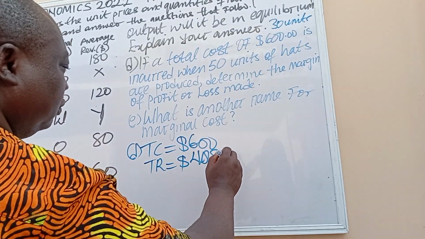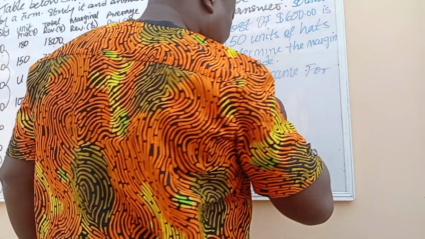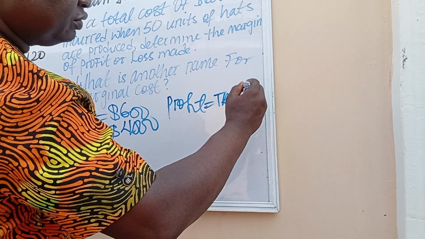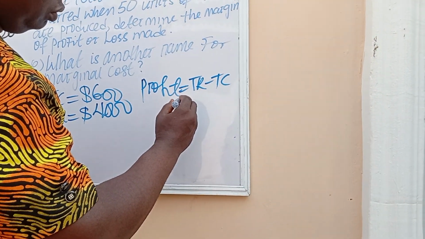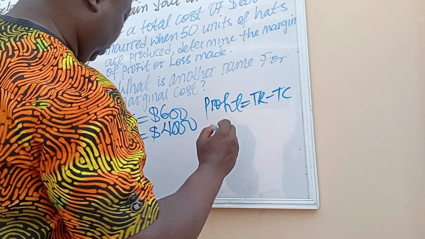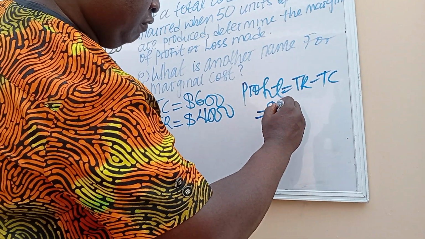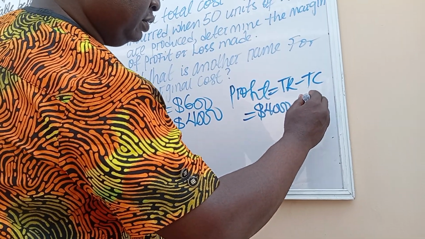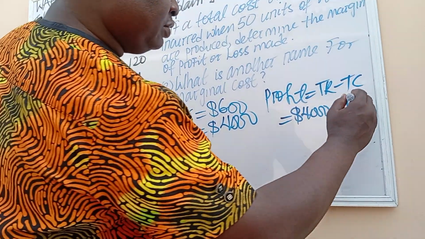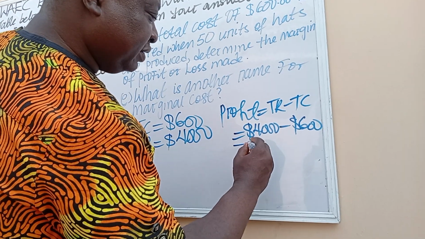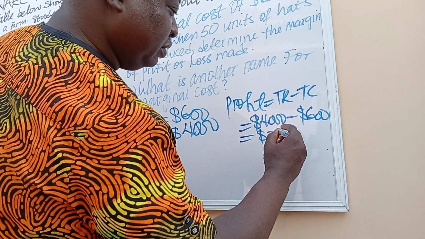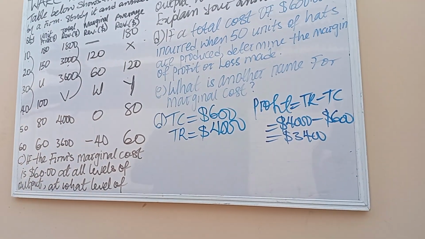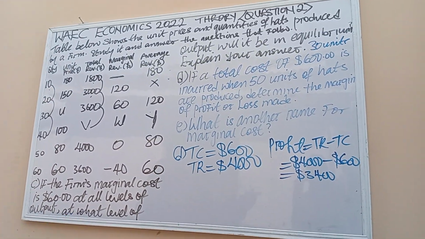By formula, profit is total revenue minus total cost. Total revenue in this question is $4,000, whereas total cost is 600 dollars. So what is the difference? The difference is 3,400. So this is the profit. Okay, this is the profit margin.